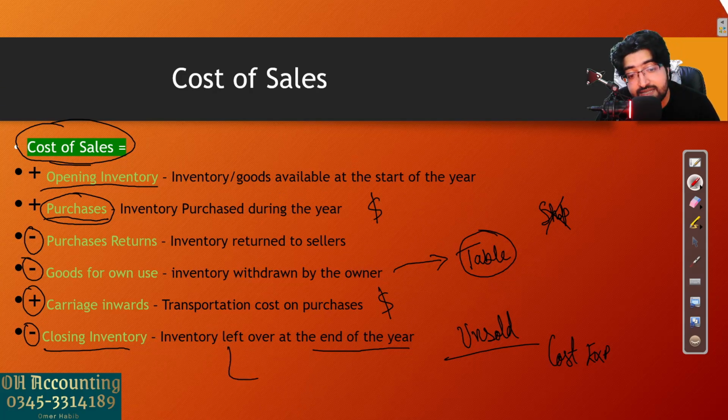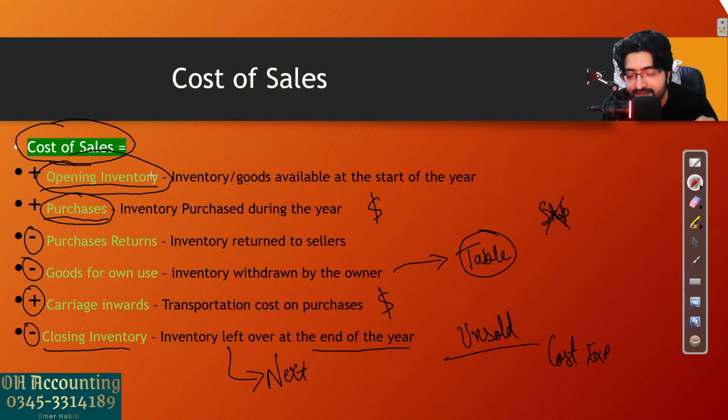I will sell this in the next year now. So in the next year, this will become my opening inventory, and then I will include this in cost of sales for the next year, just like I did here. See, opening inventory was included because this was left over from the previous year.